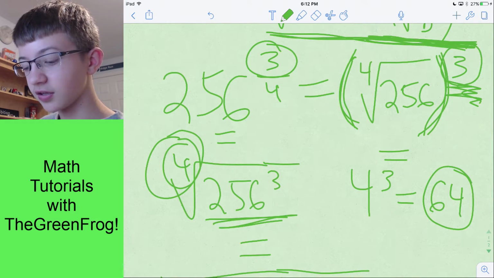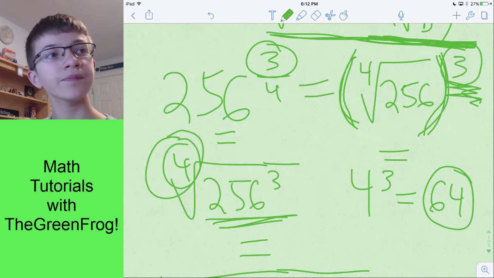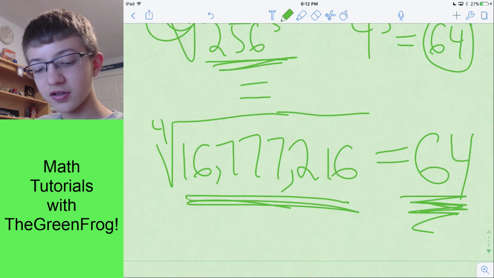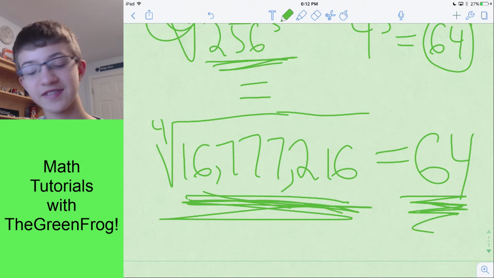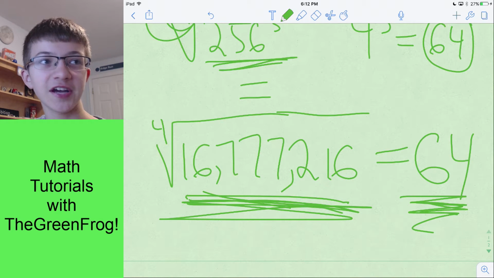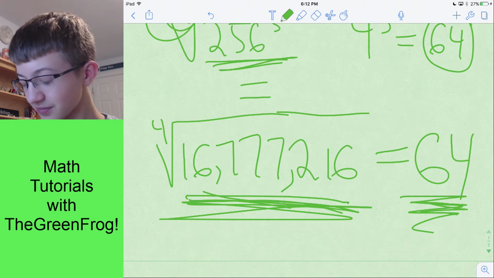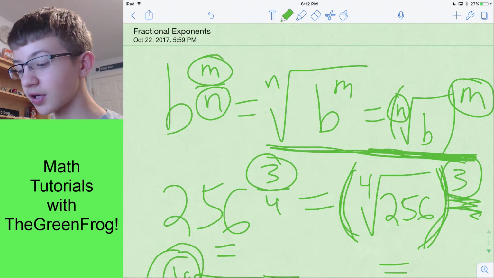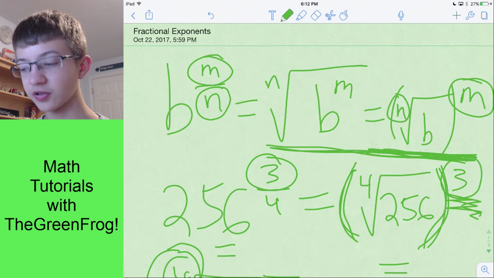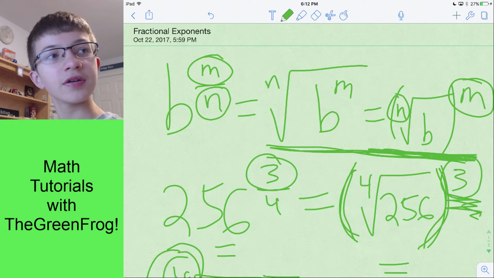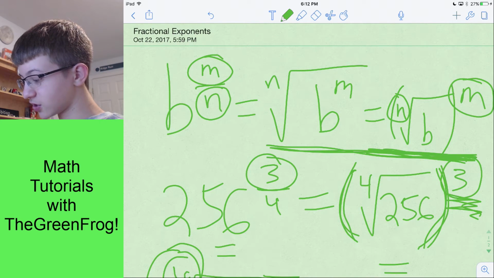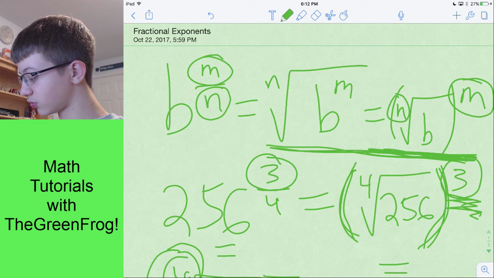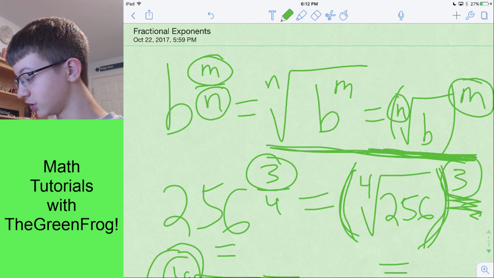But obviously, taking the root first is a lot easier, because then you don't have to worry about finding the 4th root of 16,777,216. That's going to be a bit of a challenge to do by hand. So, not a super long video, but I think that's all I have to show, because that was a nice example. I'm hoping that should be enough so that you guys will know what to do.